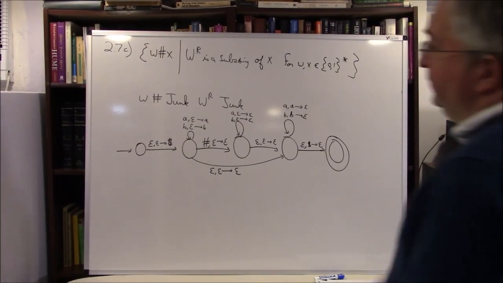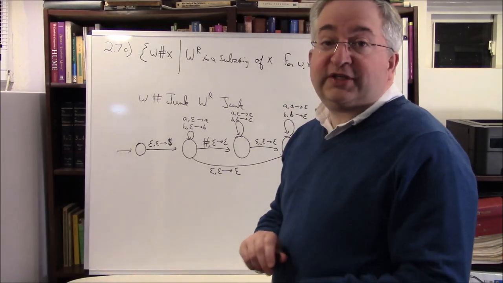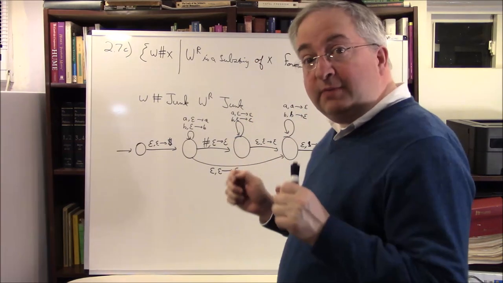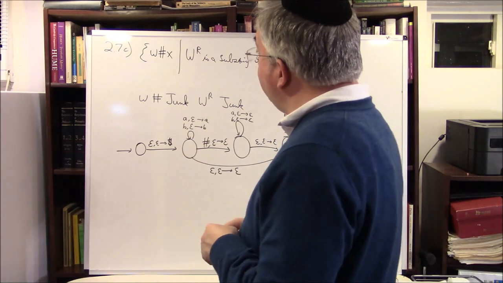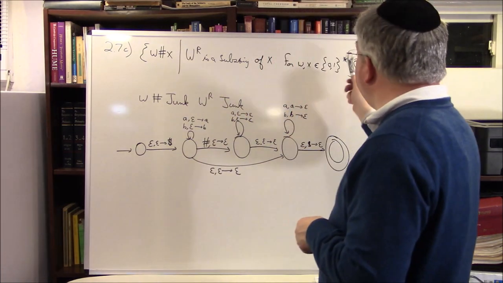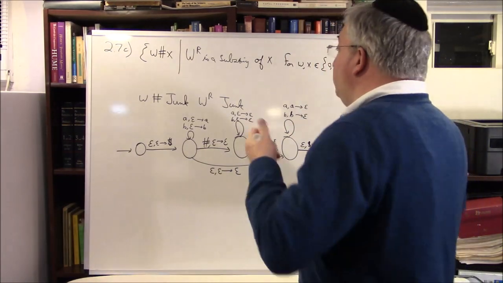Okay. So this is homework problem 2.7c. We saw this as the context-free grammar. Just want to go through it again, but this time we're going to write a pushdown automaton for it. So it's W number sign X, where W reverse is a substring of X, for W, X in 0 and 1. So you have words in 0 and 1. We saw this before.